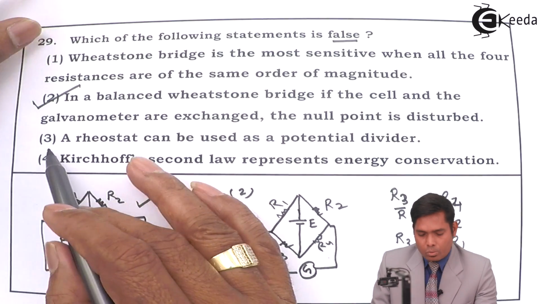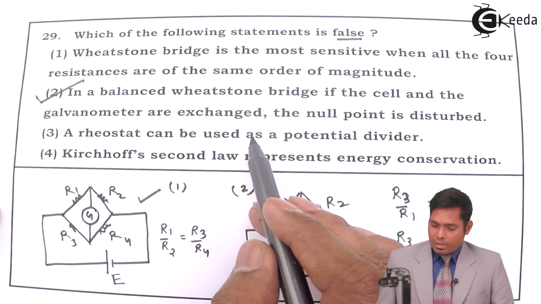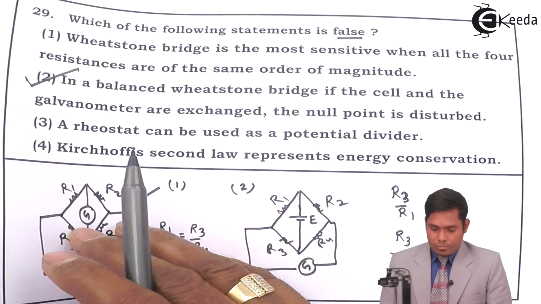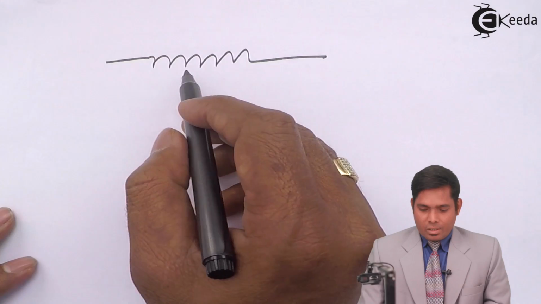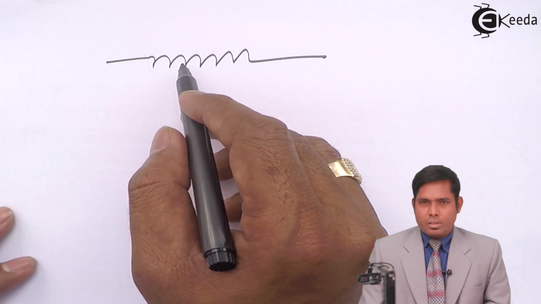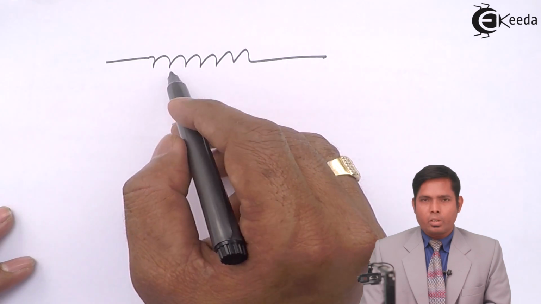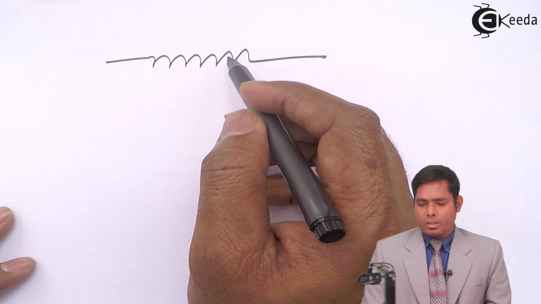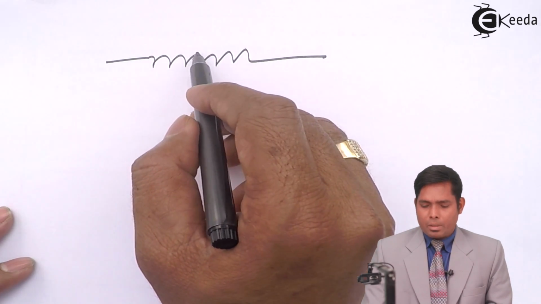Let us check the other two also. It says that a rheostat can be used as a potential divider. Let us see whether it is possible or not. This is a rheostat. A rheostat is basically a solenoid type of object where you have a number of coils connected close to each other. You can change the resistance by tapping somewhere from here.